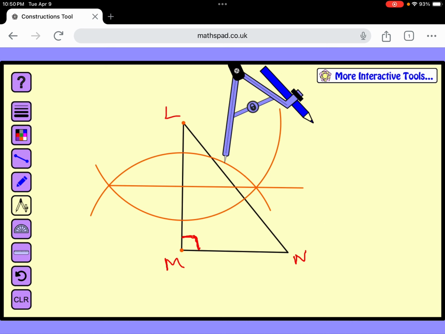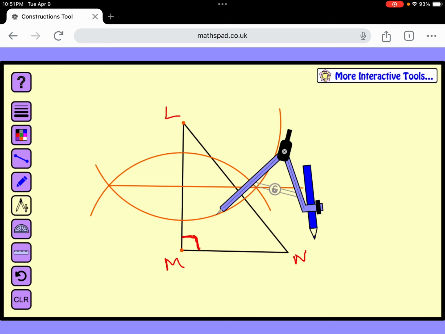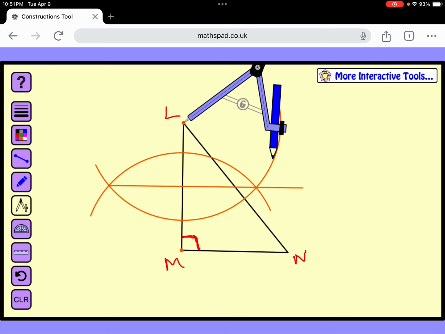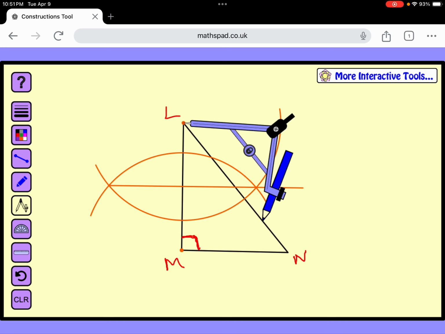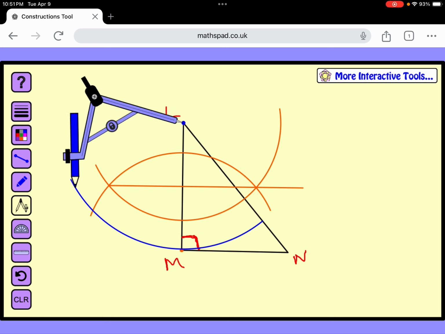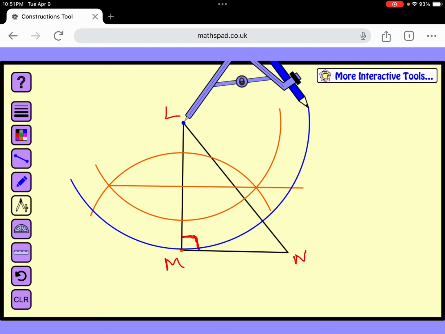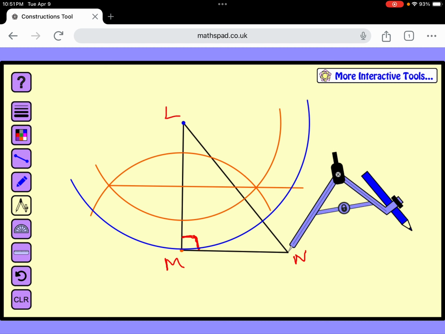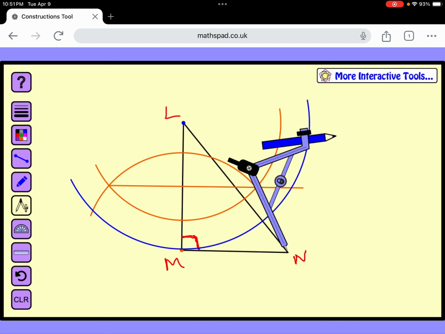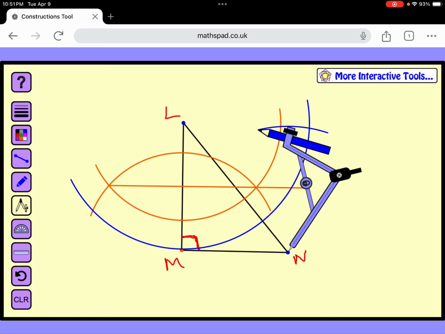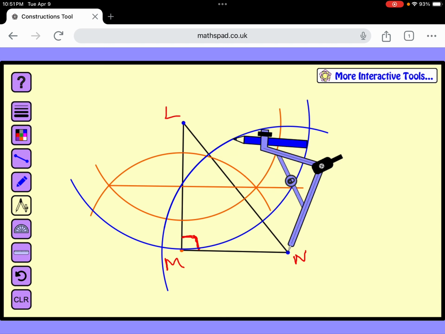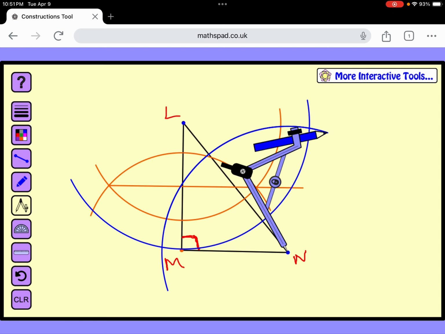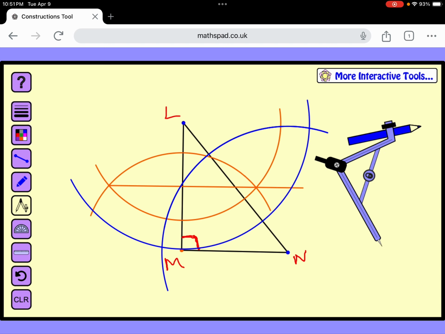Okay, from L to N. So I'm going to put my point on L. Make sure my pencil is more than halfway, so I'm going to have to open mine up quite a bit this time. Do my half circle mark. It's pretty big for this one, because the hypotenuse is the longer side, so it would obviously be larger. Okay, so looking at my two blue marks, I can see where those two intersect.